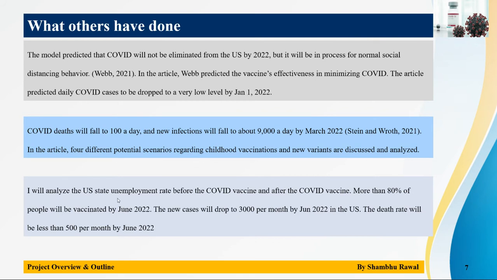I will analyze the US state unemployment rate before the COVID vaccine and after the COVID vaccine in this report. More than 80% of the people will be vaccinated by June 2022. That's my prediction. Another prediction I have is the new cases will drop to 3,000 per month by June 2022. And I have also predicted the death rate will be less than 500 per month by June 2022.